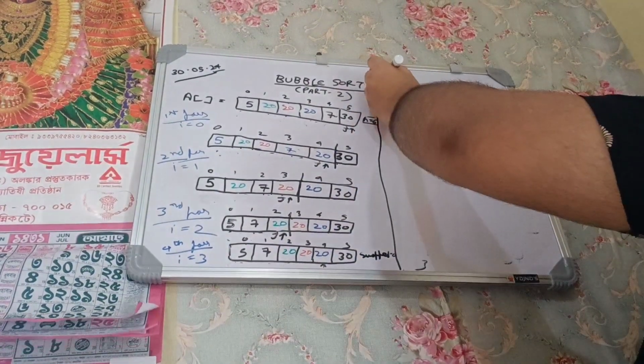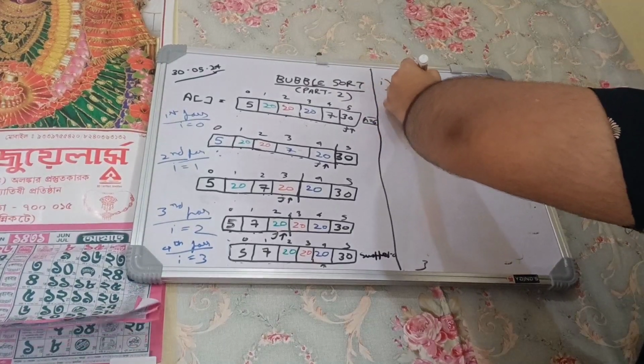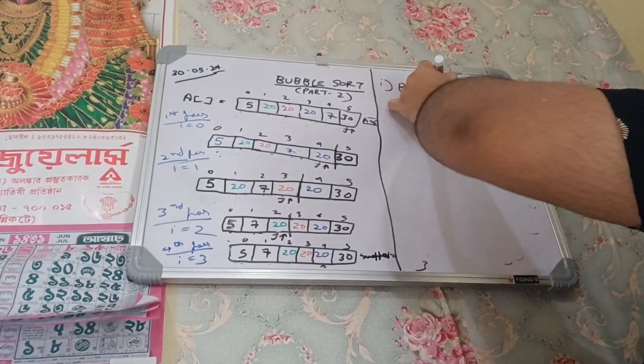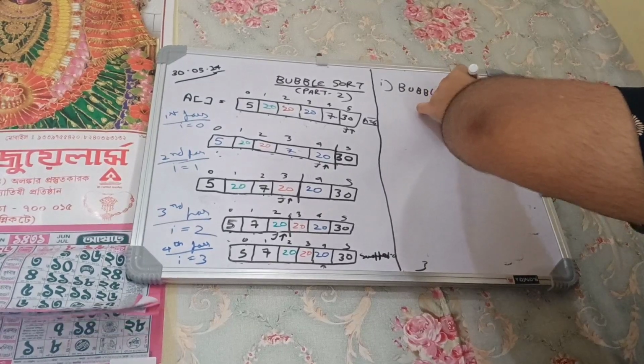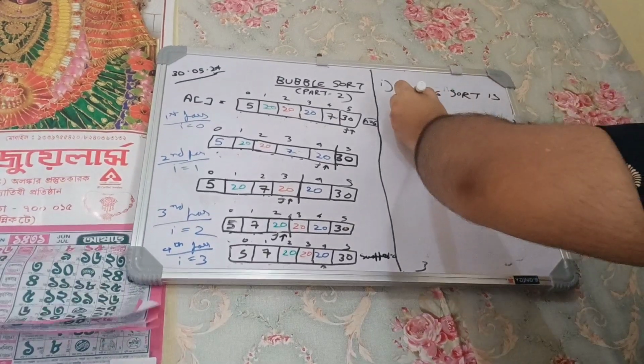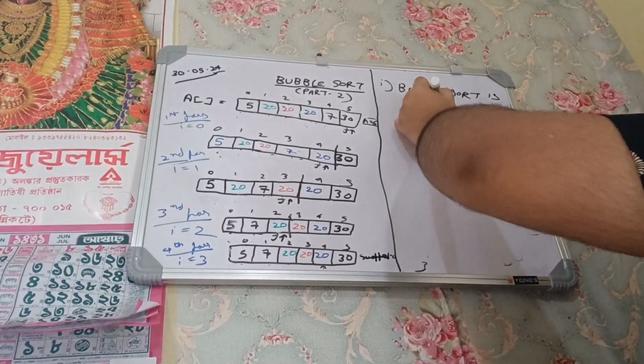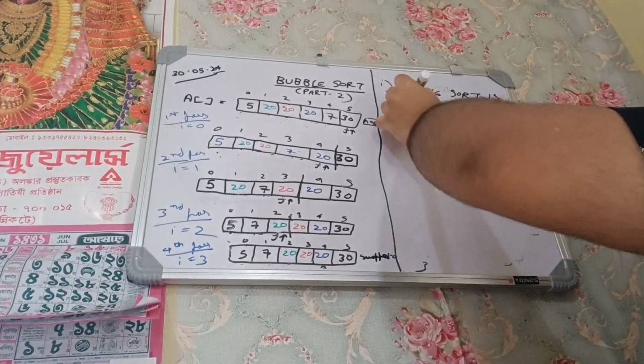So point number 1, bubble sort is stable, right?